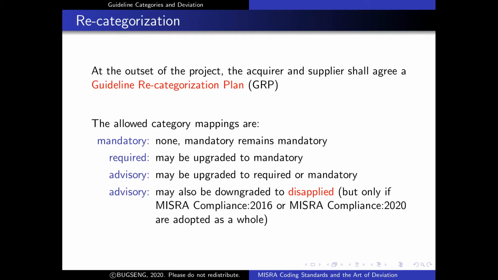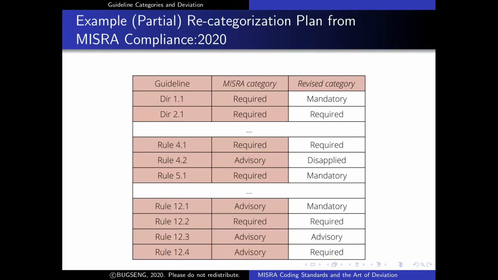And advisory guidelines, if you adopt MISRA Compliance 2020 or even 2016, can also be downgraded. So they can be disapplied. Disapplying them requires providing a justification for disapplication. For example, this advisory guideline is disapplied in this piece of code, which is legacy code, because checking it provides no value at all. We cannot even modify the legacy code in this case. Okay, so here is an example of a recategorization plan. This is taken from the document I was mentioning, MISRA Compliance 2020. You see we have Directive 1.1 that is required but has been recategorized as mandatory, and so on.